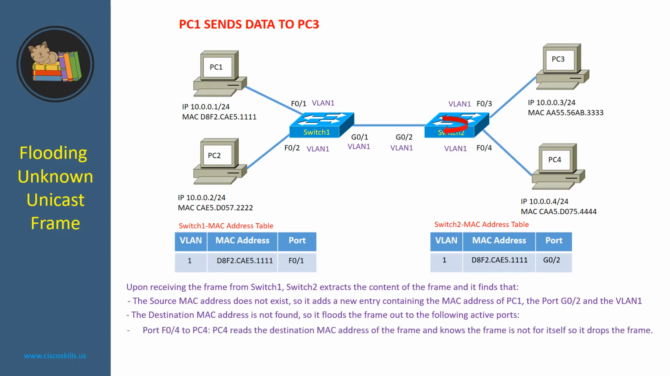the port F04 toward PC4, and PC4 reads the destination MAC address of the frame and finds that the frame is not for itself, so it drops the frame. And it also forwards the frame out to port F03 toward PC3. And PC3 reads the destination MAC address of the frame and knows that the frame is for itself, so it gets the data.